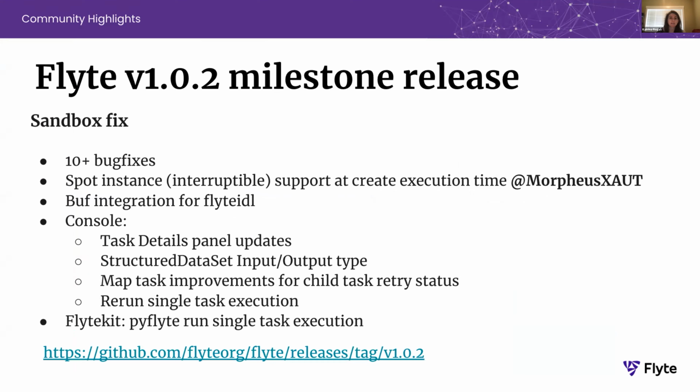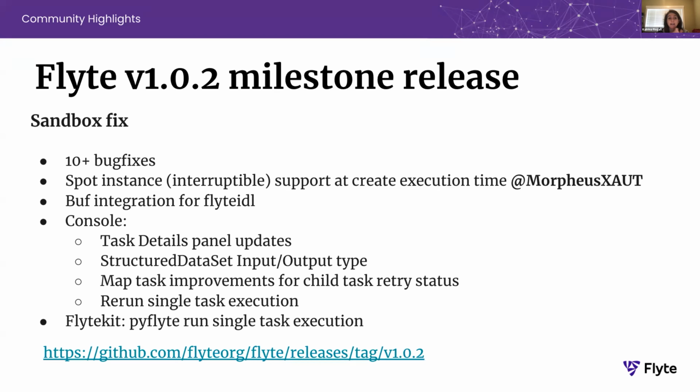Even though it's only a patch release, there's a ton of bug fixes and features that are part of this, including 10 bug fixes and housekeeping items. Thanks to Nick from Blackshark for adding full interruptible / spot instance support at create execution time. So now you can dynamically choose whether or not to run your execution on spot instances and save money that way. Thanks to Raj for adding in the Buf integration for Flyte IDL. And then in the console, we have a lot of UI improvements that are part of this release as well.